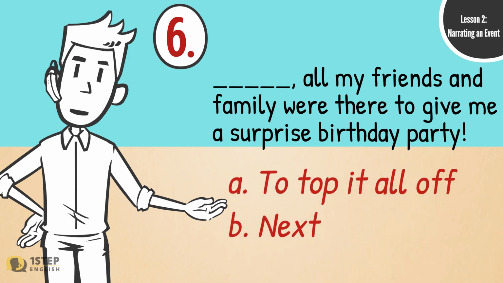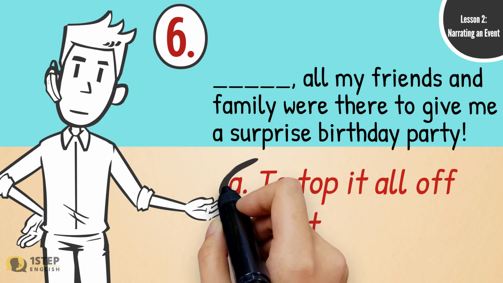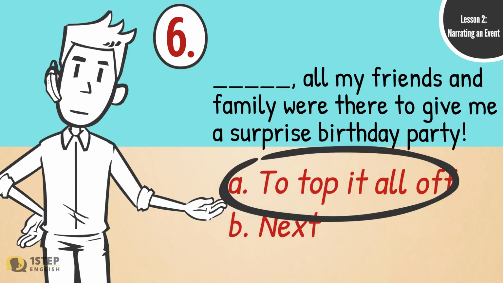Blank. All my friends and family were there to give me a surprise birthday party. A. To top it all off. B. Next. The correct answer is letter A. To top it all off, all my friends and family were there to give me a surprise birthday party.